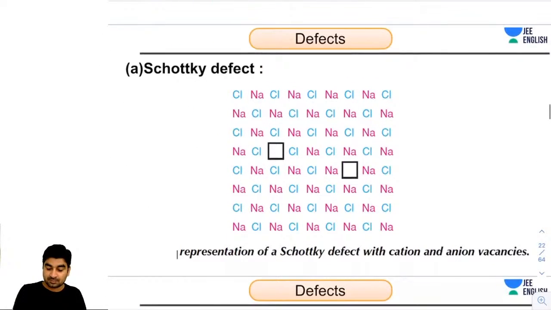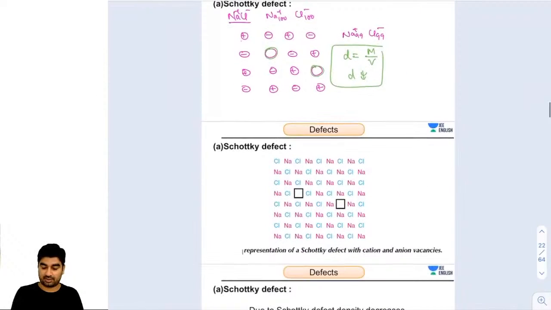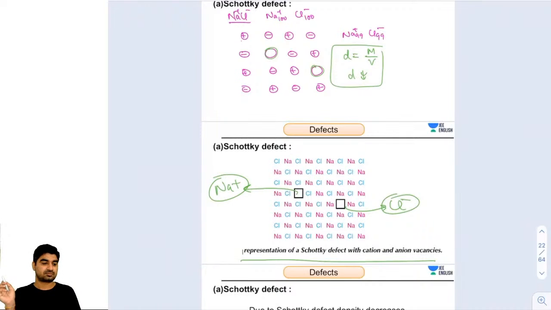So guys, in Schottky defect, now just make these diagrams. These are important. Make these. So if Na plus is missing from here, then chloride will be missing from here. Okay, note it down now. Be fast.